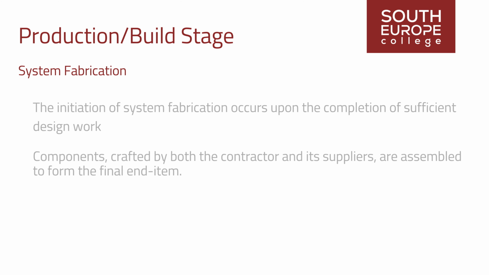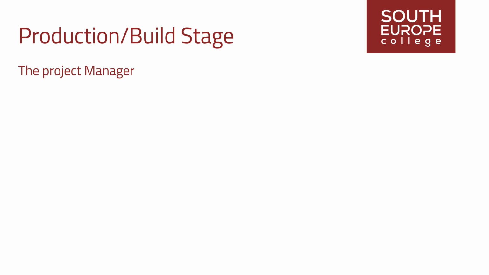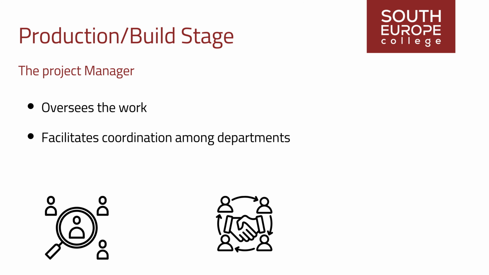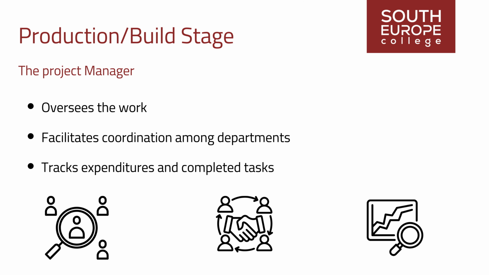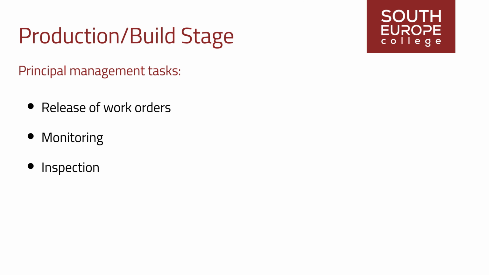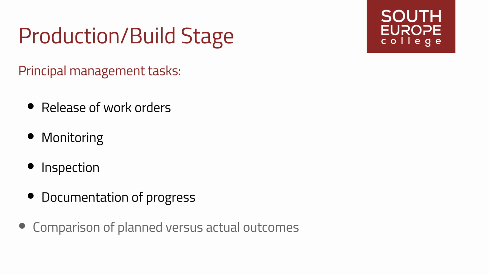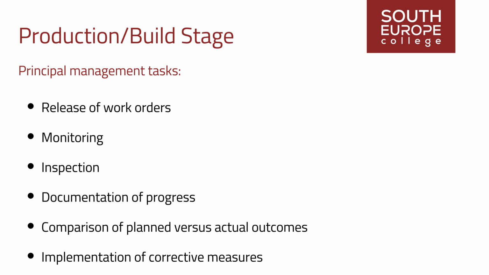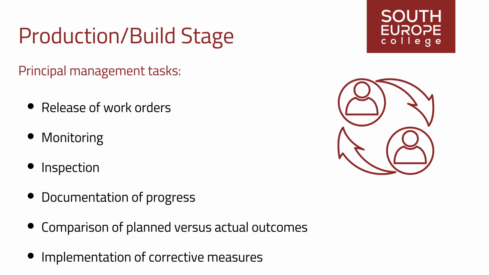Throughout this phase, the project manager continues to oversee the work, facilitate coordination among departments, and meticulously track expenditures and completed tasks against the established budget and master schedule. Principal management tasks include the release of work orders, ongoing monitoring, inspection, documentation of progress, comparison of planned versus actual outcomes, and the implementation of corrective measures. Shared responsibilities for these tasks fall upon both the project manager and the manufacturing or construction manager.